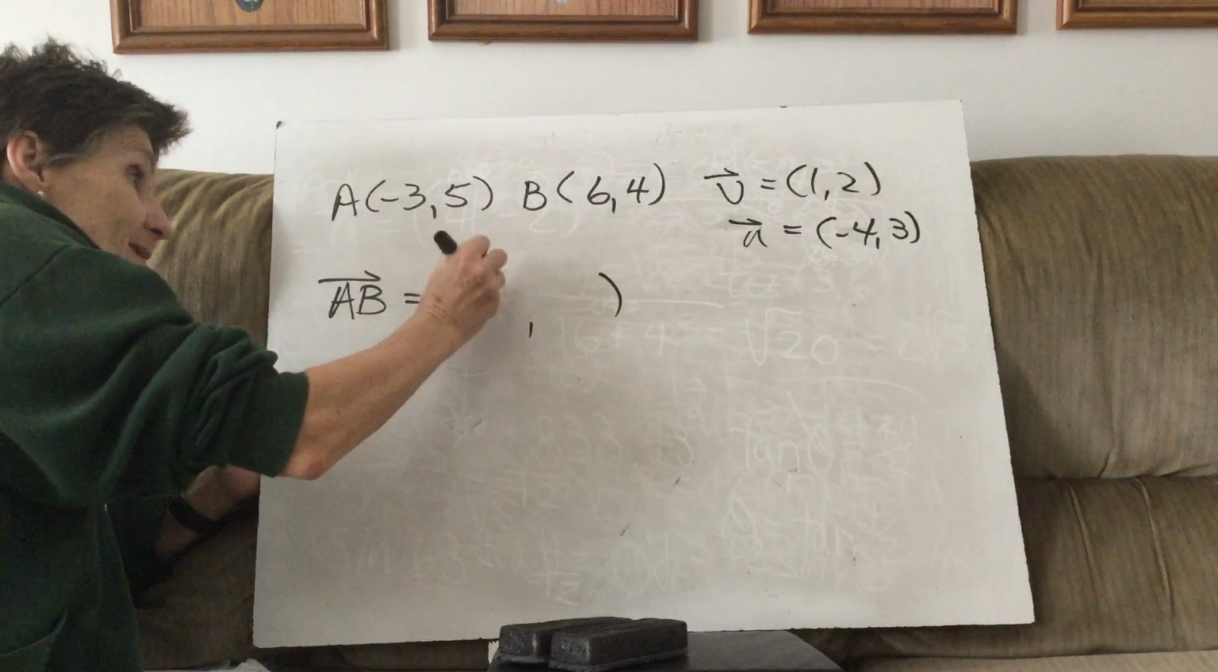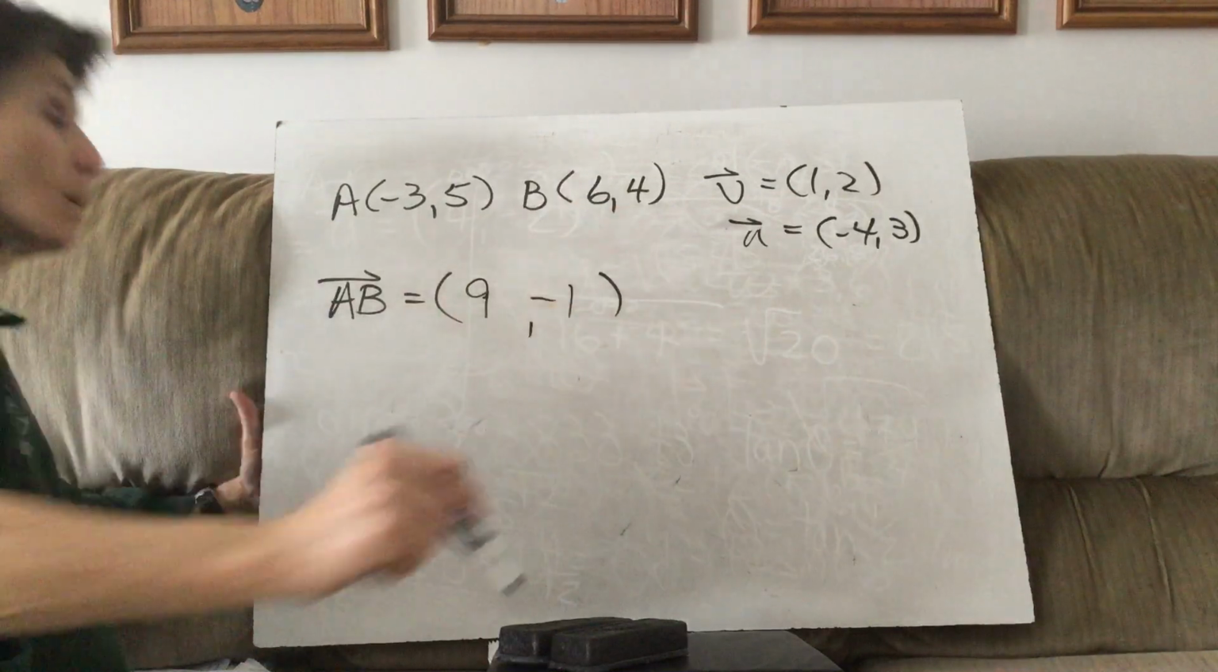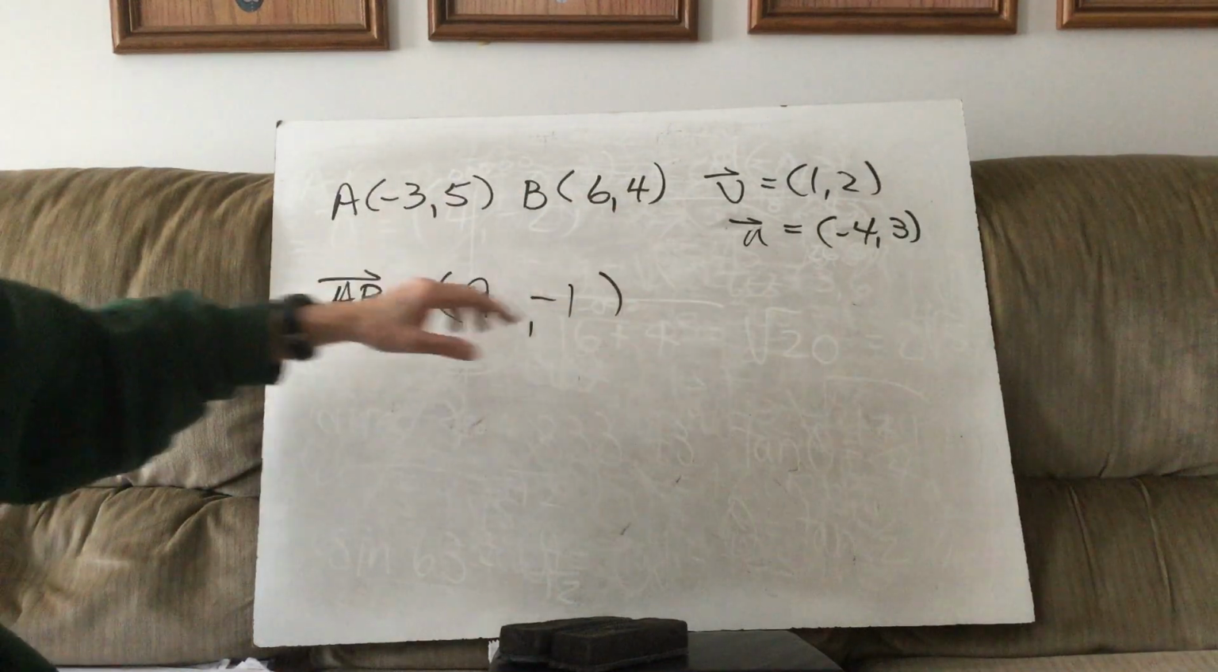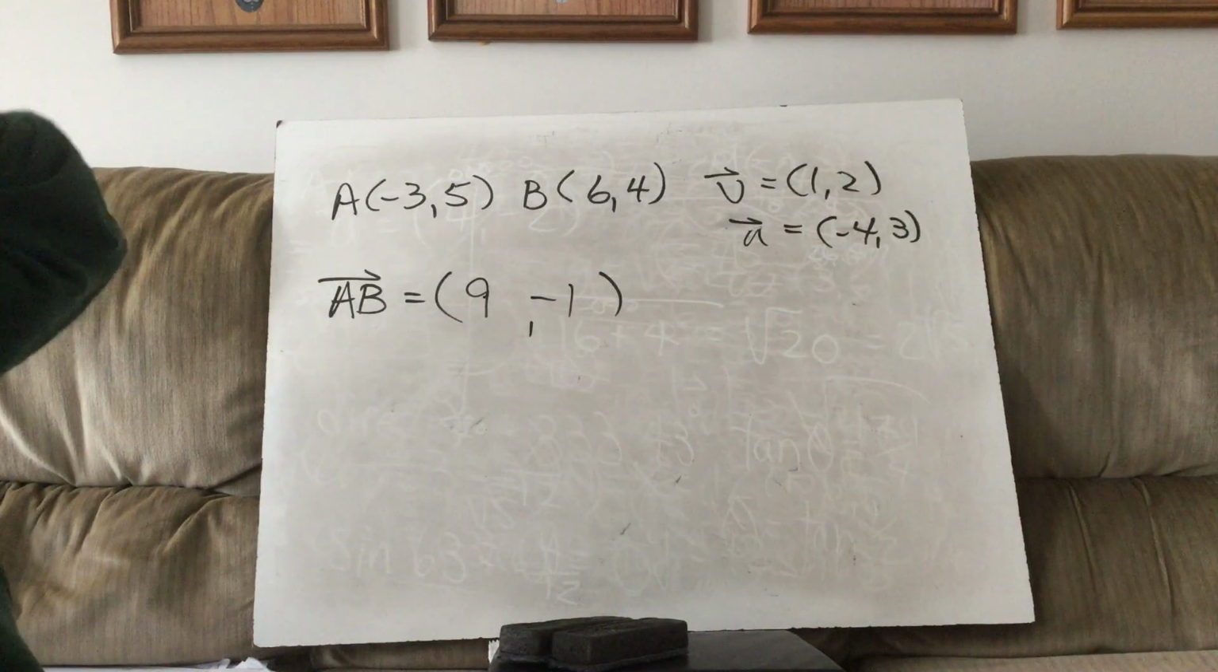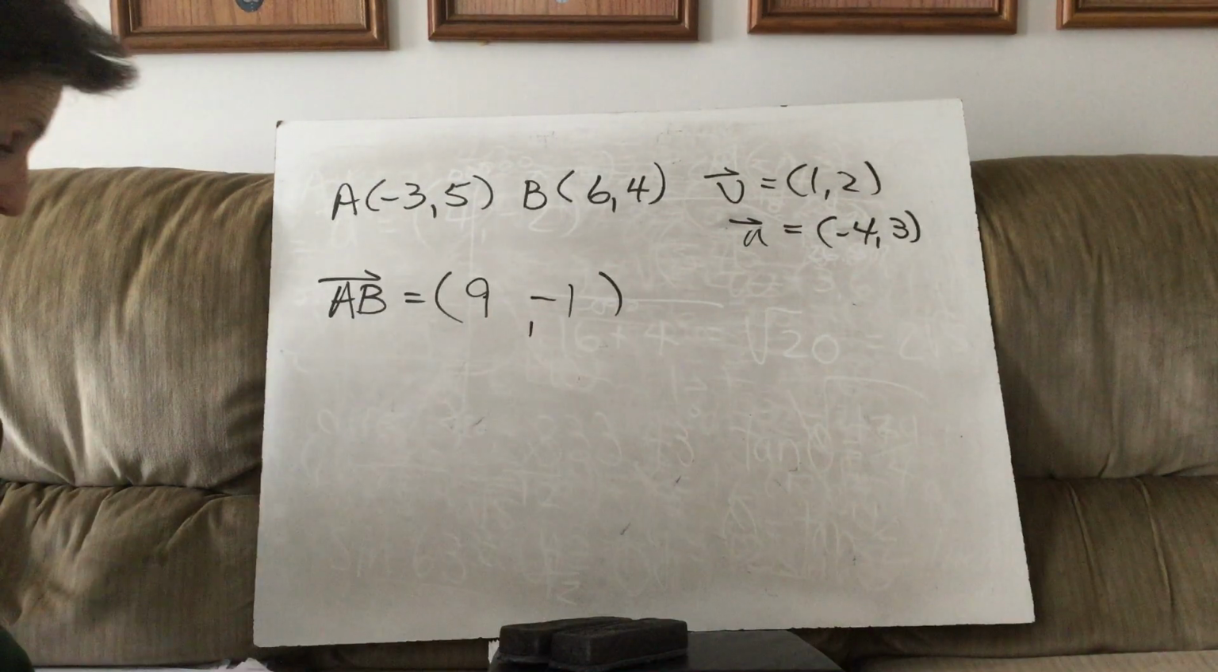Negative 3 to 6 is 9. 5 to 4 is negative 1. So again, 6 minus negative 3, 4 minus 5. Those are the coordinates of the vector from A to B.